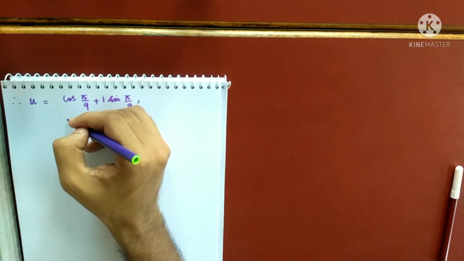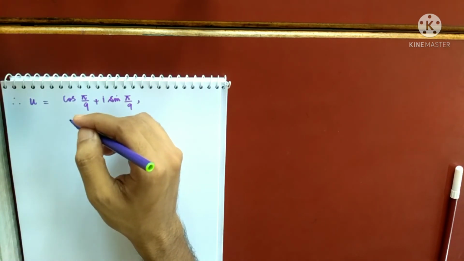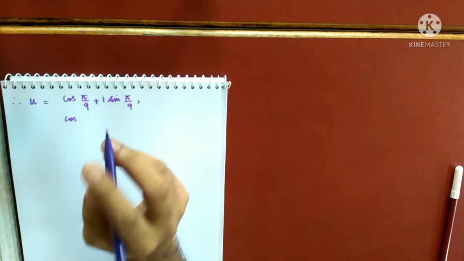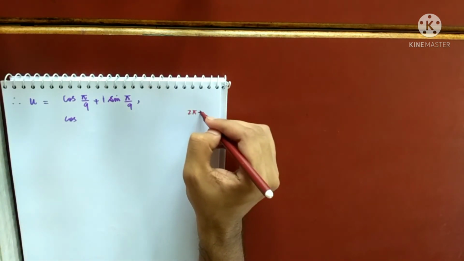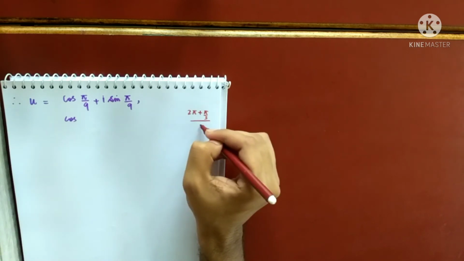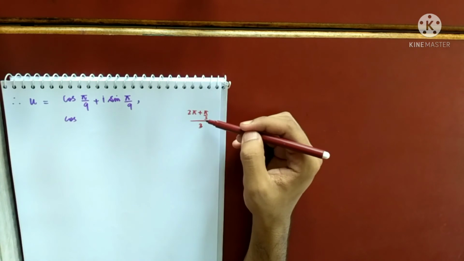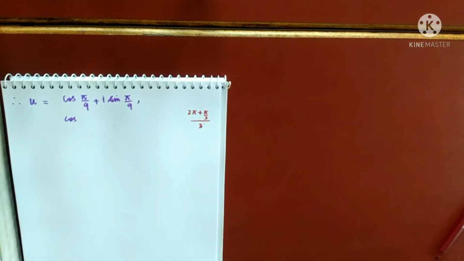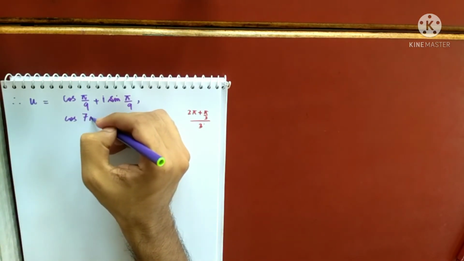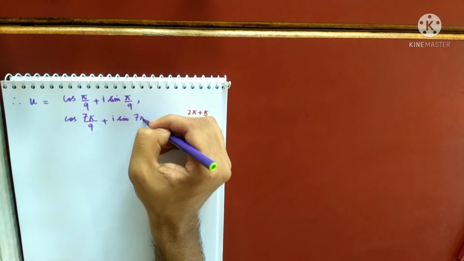The second value will be cos of, you will add 2 pi to pi by 3. So the second value will be 2 pi plus pi by 3 whole divided by 3, right? So what is that? 3 twos are 6 plus 1, 7 pi by 3 by 3, 7 pi by 9. So this will become cos 7 pi by 9 plus i sin 7 pi by 9.